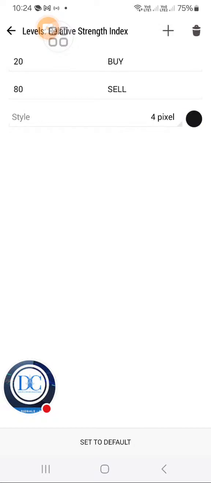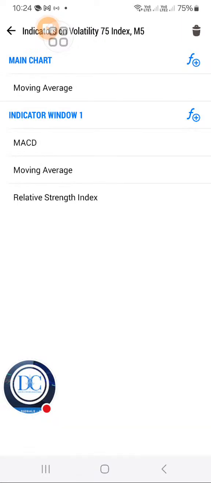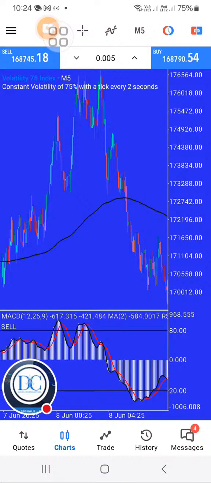We have a 20 level, then we have the 80 level, and we're just going to put buy and sell. Then that's it. Then we click save. So I think we are ready to go. So basically these are the settings.